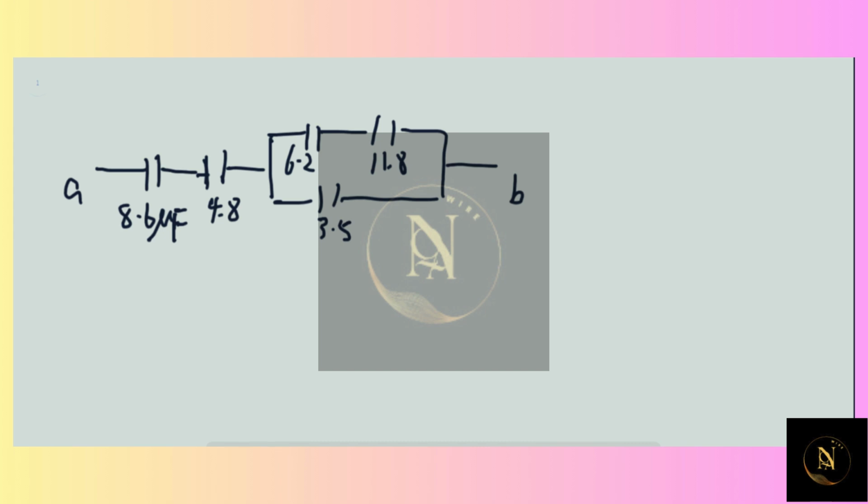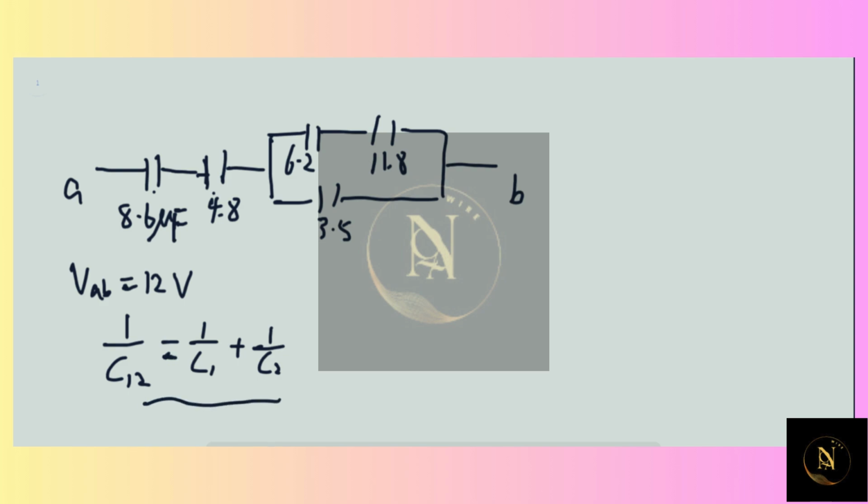So we also know that the voltage across AB, VAB, is 12 volts, according to the problem. So we want to find out the total energy stored in the circuit. If we want to find out the total energy in the system, we need to figure out the equivalent capacitance of the circuit. Firstly, these two, they are in series, right? If you have capacitors connected in series, you have the expression 1 over C12 equals 1 over C1 plus 1 over C2, right?